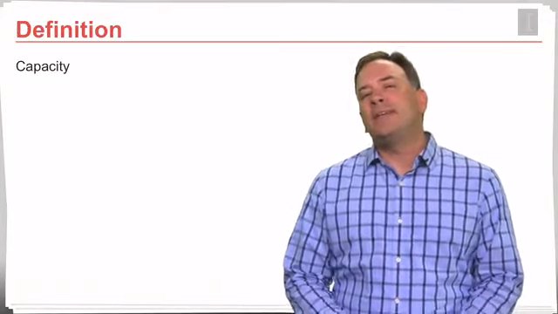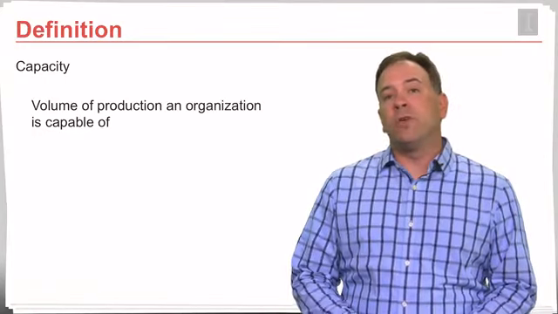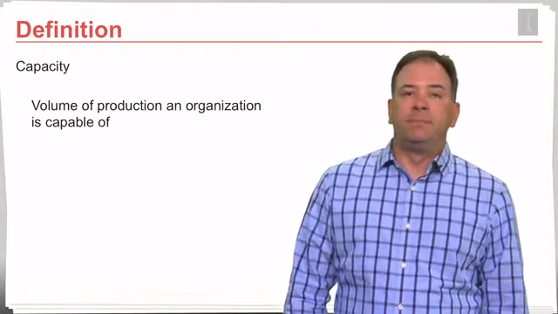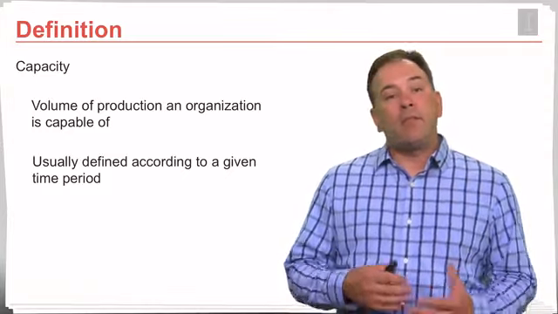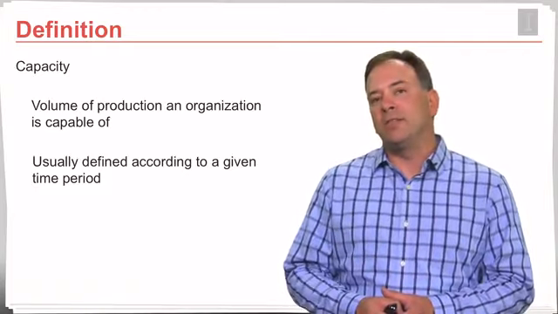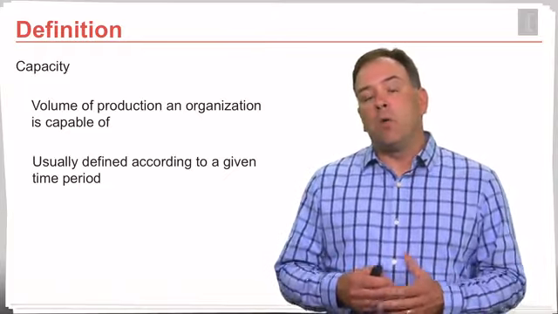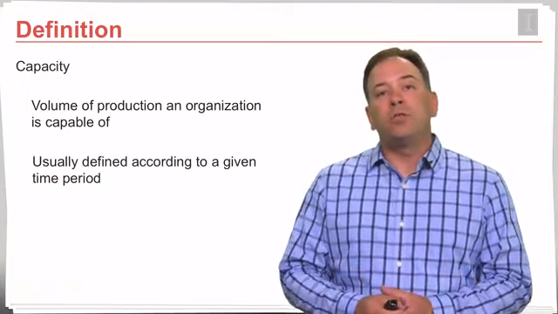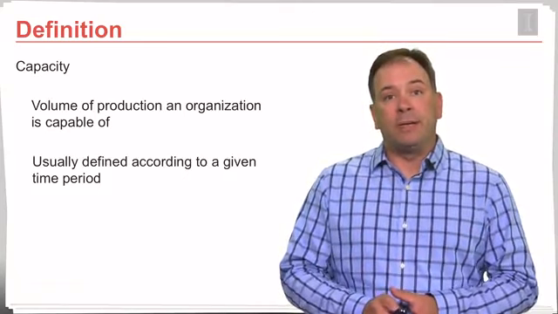Let's start off with a basic definition of capacity. Generically, capacity refers to the volume of production that an organization is capable of. It's usually defined according to a given time period. The length of that time period is up to the decision, the scenario, or the manager or employee making that decision. So it could be an hour, or an entire day, a week, a month, a quarter, a year. However you'd like to define capacity, you're free to do so. But it's important to identify the specific time period to which we're measuring.